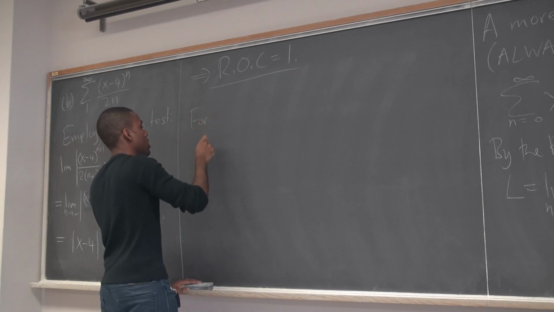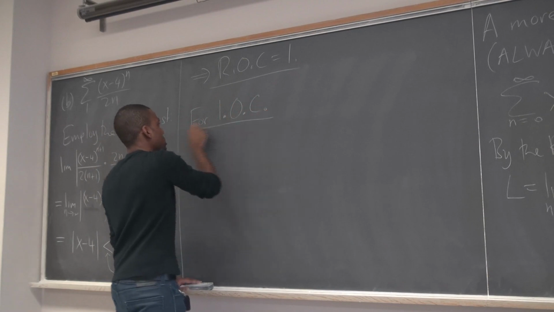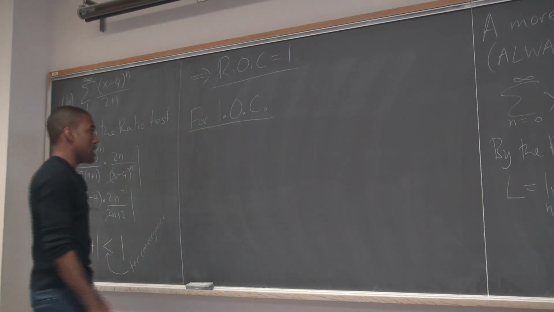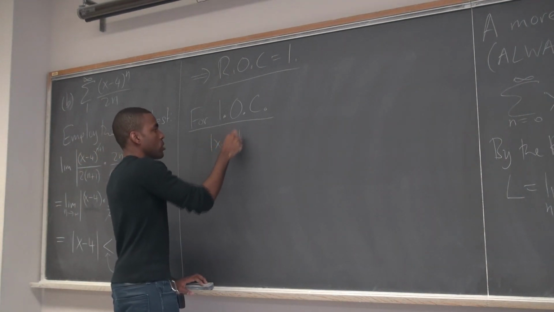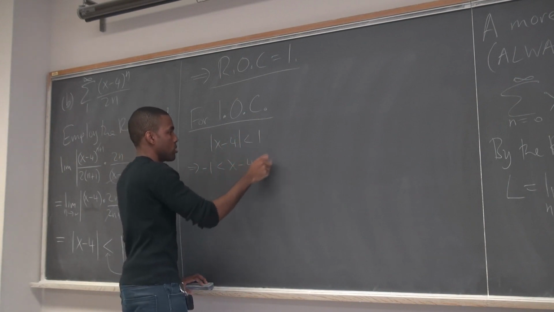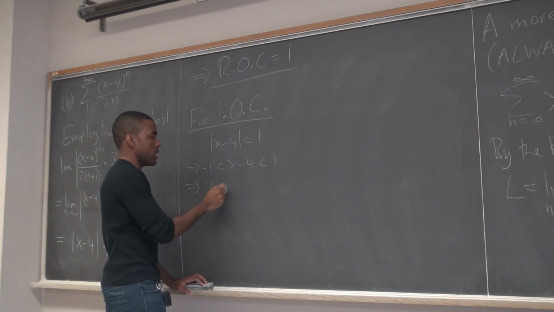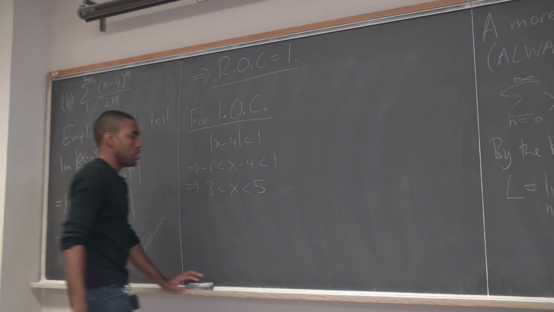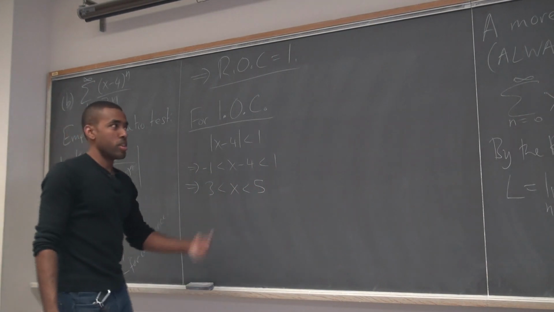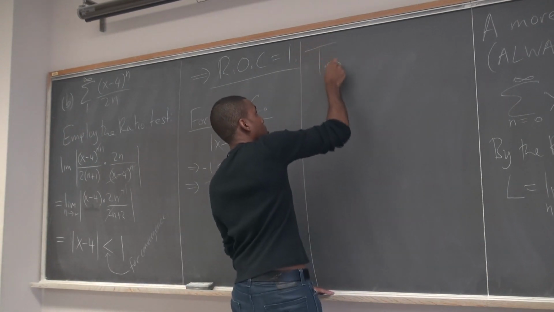Now let's look at the interval of convergence. Let's figure this guy out. It's slightly more complicated than it was last time. Basically I have absolute value of x minus 4 is less than 1, which means minus 1 is less than x minus 4, and I can add 4 to both sides. This is 3 less than x less than 5. So my x range is between 3 and 5. Does it work at 3 and 5 though? Not sure. Let's test the endpoints.